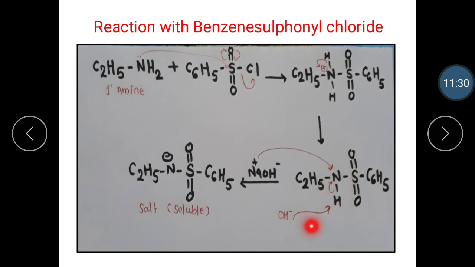Then we take the precipitate which is formed and react it with sodium hydroxide. Then we get the soluble salt. Means we take the reaction with sodium hydroxide. Sodium hydroxide gives Na plus and OH minus ions. This sodium combines with this nitrogen, and this OH minus ion abstracts this proton. Then the soluble salt is formed. Means primary amine reacts with benzene sulfonyl chloride to form N-alkyl benzene sulfonamide.